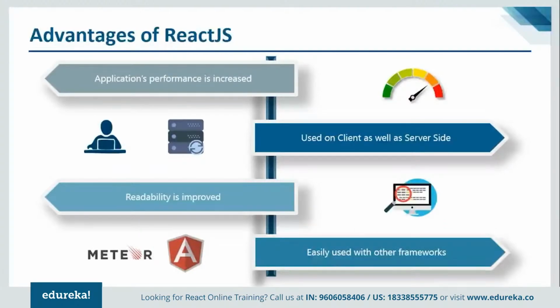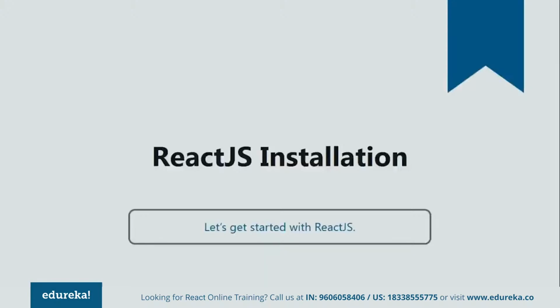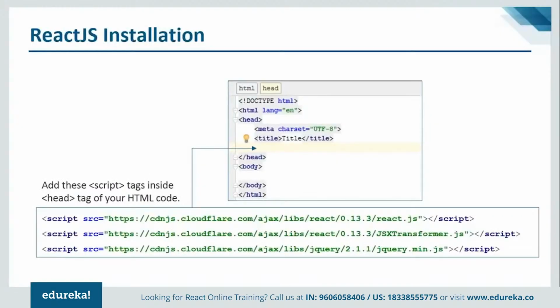So now that we have understood what ReactJS is and what its advantages are, let's proceed to its installation. Installing ReactJS is very easy. You just need to add the ReactJS dependencies to your code and then you are good to go. You can add these dependencies either directly from online repositories, or you can download them and add them to your project folder. As you can see from this code, I have added the dependencies from the online repositories. Now, let me show you how to add the dependencies after downloading them.